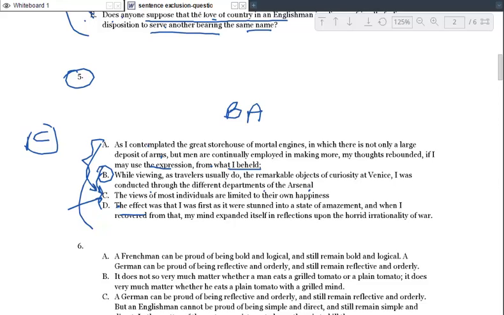The effect was that I was first, as it were, turned into a state of amazement. And when I recovered from that, my mind expanded itself in the reflection upon the horrid irrationality of war. So basically, BAD is the pair and C is the odd one out. So you must find the odd one out, firstly by using your intuition, secondly by using some kind of logic to connect the paragraph. If the question is very tough, you always have the choice of leaving the question. There is no need for you to unnecessarily waste your time and try to find something.